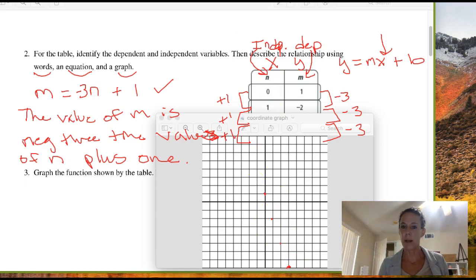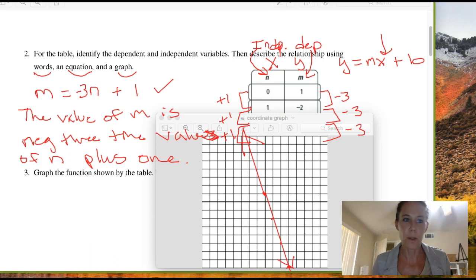Now I can go ahead and connect these points and create a line. And let's extend the line up this way and make a full line here. And that is not super accurate, but that's what the graph would look like. And lines go on forever, so you really need an arrow on either end when you draw a line. All right, and that's how you do number 2.